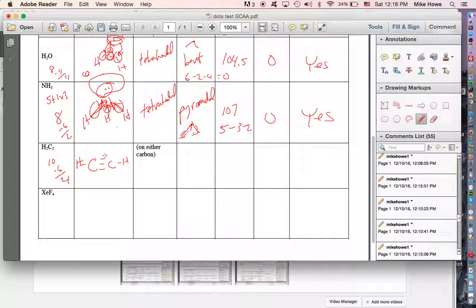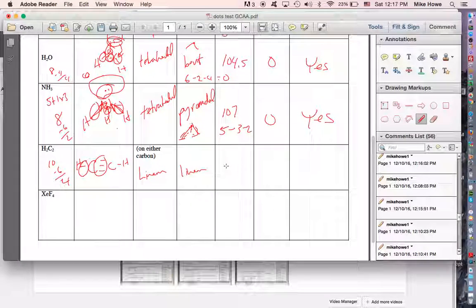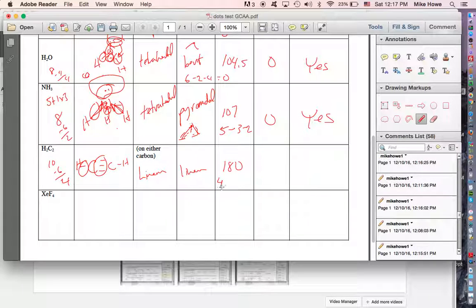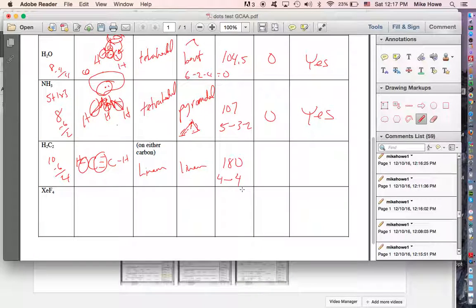Okay, the domains on either carbon are 1, 2, so it's 2, so it's linear. It means the molecule is also going to be linear. Bond angle would be 180 for a linear molecule. Formal charge, carbon is 4 minus one of these, one of these, one of these, and one of those. So half is shared, 8 shared, so 4 minus half of 8 is 4. And that gives us 0 for formal charge.